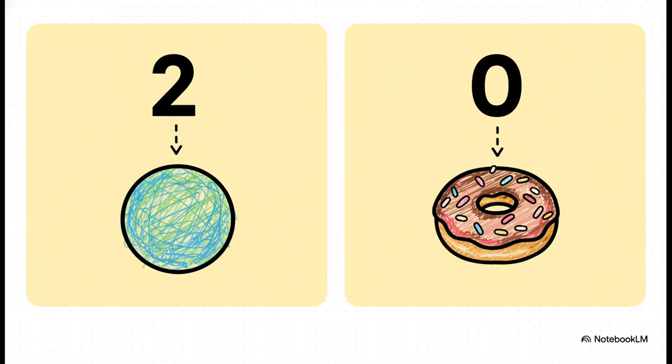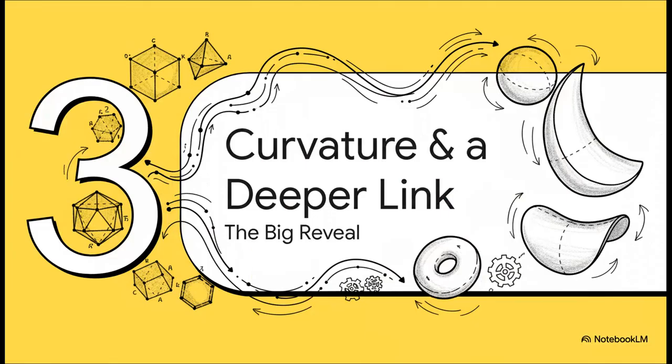The number is literally telling us about the holes. Okay, so we've connected a simple counting formula to a shape's basic structure. That's already pretty cool, but hang on, because the rabbit hole goes way deeper. There's an even more mind-blowing connection hiding here, one that links this discrete world of counting corners to the smooth, bendy world of geometry and curvature.